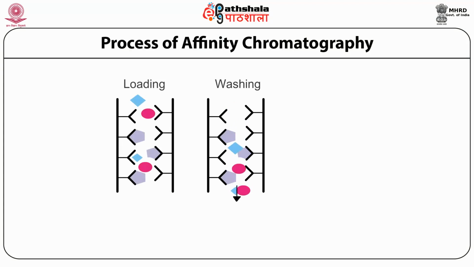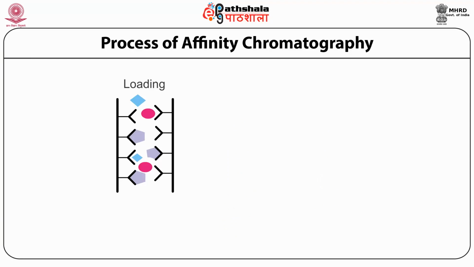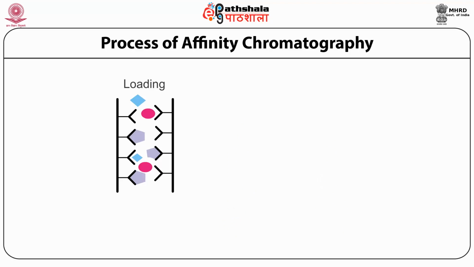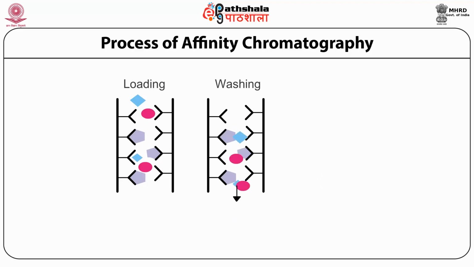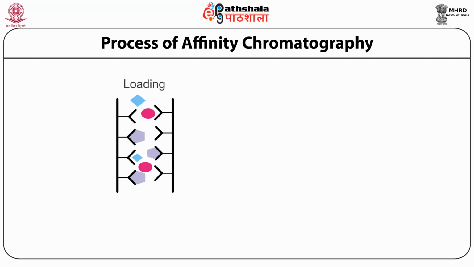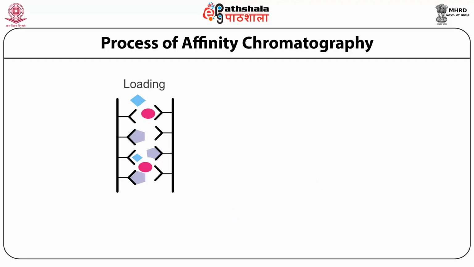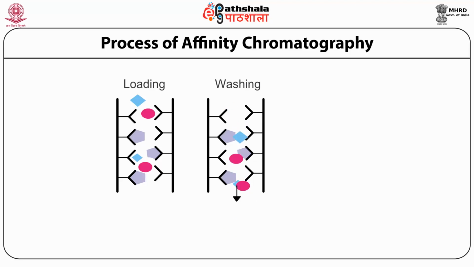The figure on your screen shows the process of affinity chromatography. It shows simple steps like loading, washing and elution. In loading, the sample is passed through the ligand attached to the column matrix. Once the ligand attaches the target molecule, the other non-specific molecules are removed by washing. Now the column has only the target molecule and your ligand. Now the target molecule can be eluted from the column by using an appropriate buffer which destroys the interaction between target molecule and the ligand.